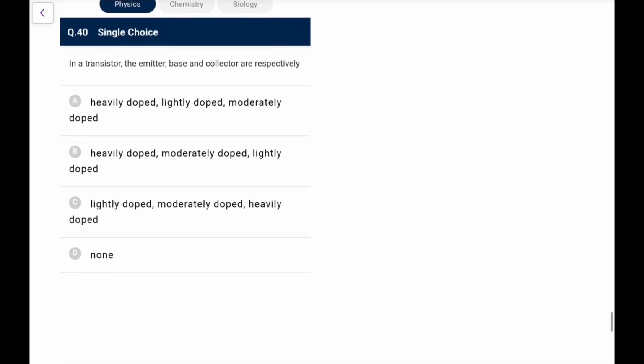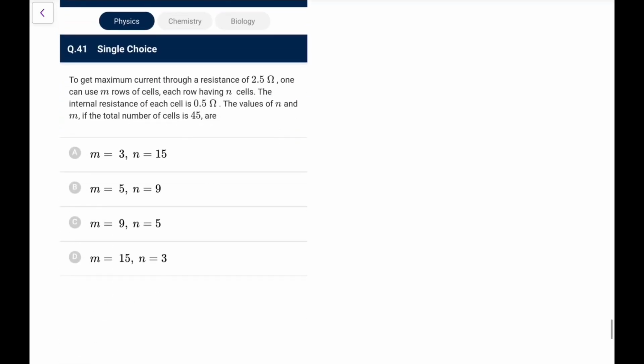Next one, in a transistor the E, B, C are respectively, okay, that's an easy one. Base is least doped, emitter is highly doped, collector is moderately doped. So the first one seems to be the most appropriate one. We need not read further. Next one, again semiconductors.